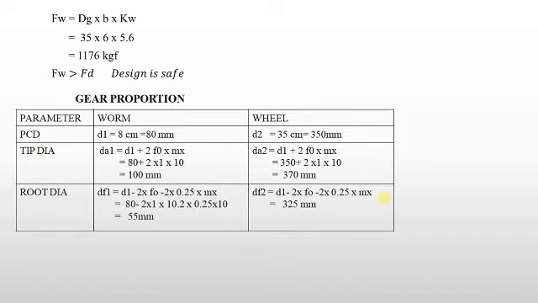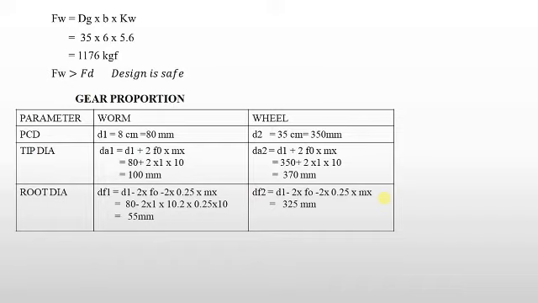Step 17, calculating the gear proportion from the PSG 8.47. We calculate the gear proportion for both the worm and worm wheel. First calculate the pitch circle diameter, that is D1 is equal to 18 mm. And for the wheel, D2 is equal to 35 cm, that is equal to 350 mm.